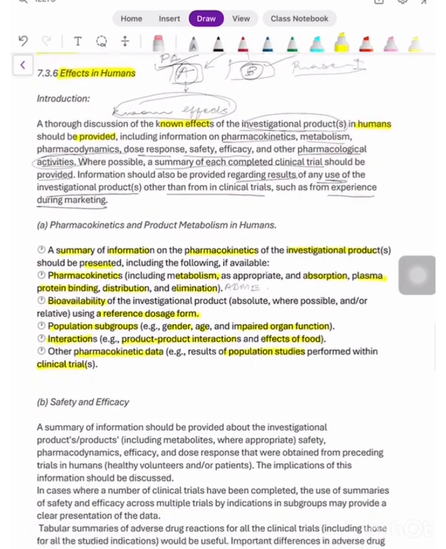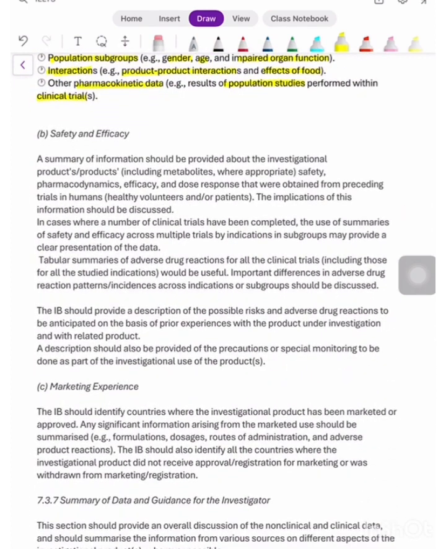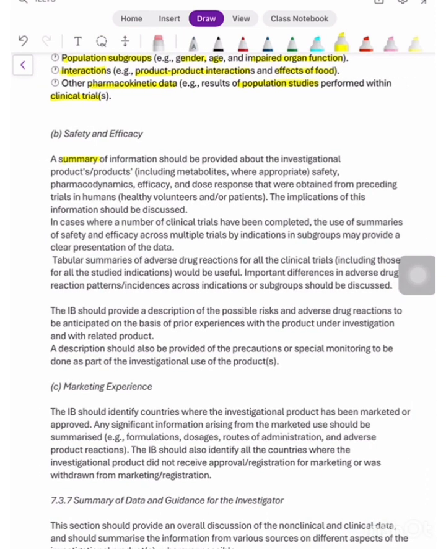Within effects in humans also comes safety and efficacy. So a summary of information should be provided about the investigational product, including metabolites where appropriate: the safety, pharmacodynamics, efficacy and dose response that were obtained from preceding trials in humans, that is healthy volunteers and/or patients, and the implication of this information should be discussed, that is, how this particular information affects what is going to happen next. In cases where a number of clinical trials have been completed, the use of summaries of safety and efficacy across multiple trials by indications in subgroups may provide a clear presentation of the data.